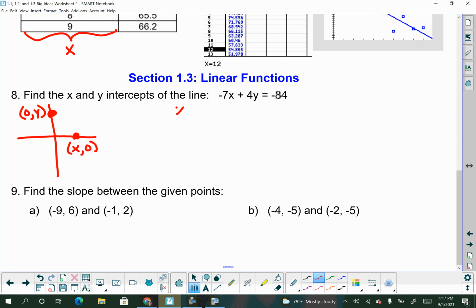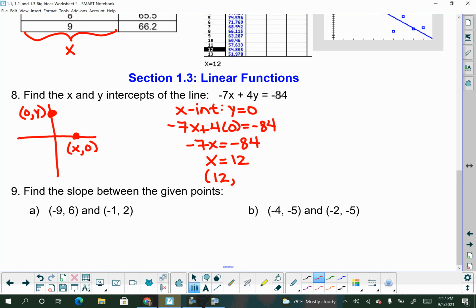If I want to calculate an x-intercept, I know its y is 0. So what I do is I plug 0 into the equation for y. Well, anything times 0 is 0. And then divide by -7. I'm going to get a positive 12. So you could say the x-intercept is 12, and then sometimes we write it as a point, x 12, y 0.